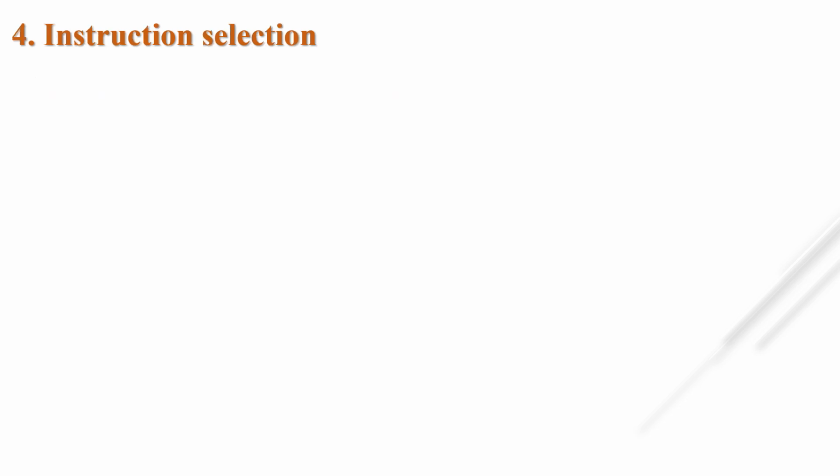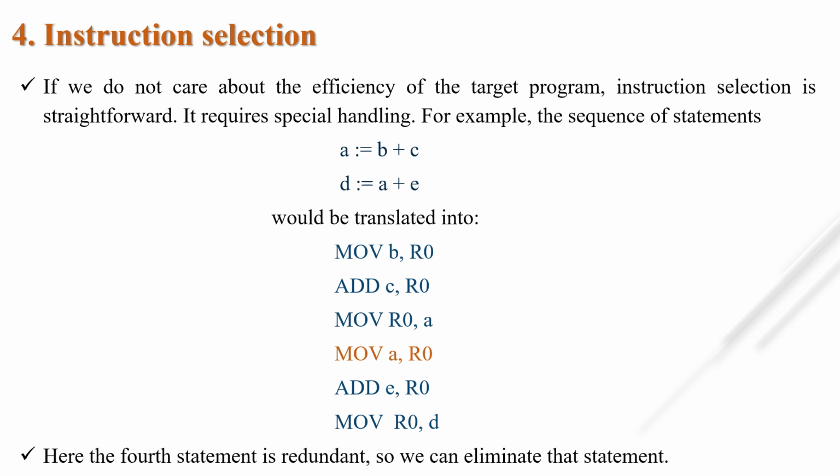The next one is instruction selection. If we do not care about the efficiency of a target program, instruction selection is straightforward. Otherwise it requires special handling. For example, the sequence of statements A = B + C and D = A + E would be translated into assembly code like: move B to R0, then add C to R0, then move R0 to A. That is for A = B + C. Once again we move A to R0, then add E to R0, and then move R0 into D. Here the fourth statement is redundant, so we can eliminate that statement.